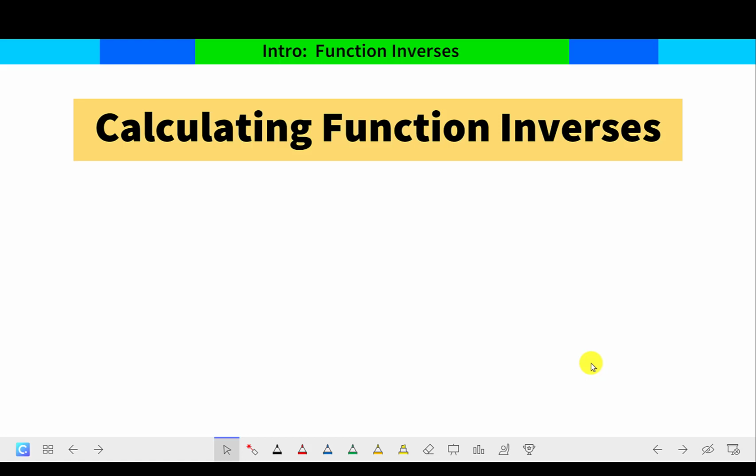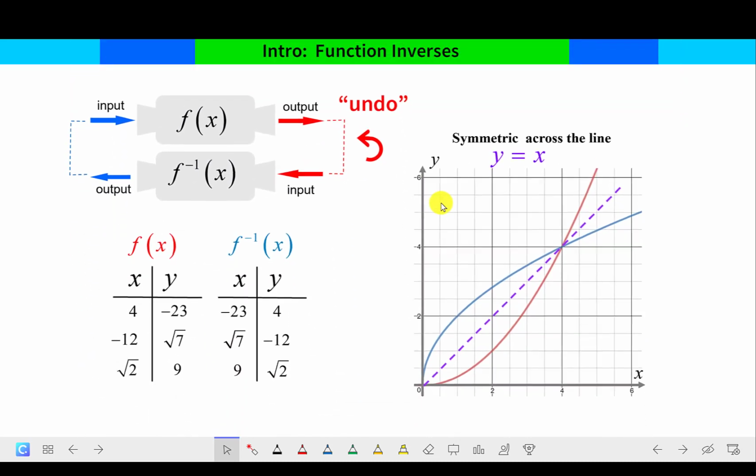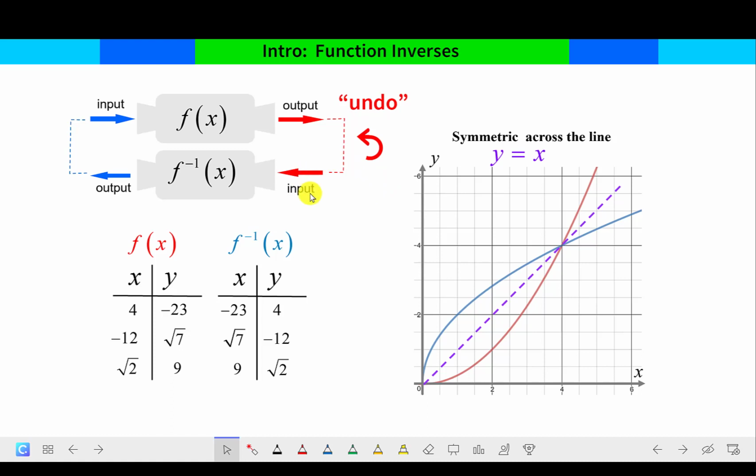Hey guys, this video is about calculating function inverses, so actually finding them given a function. If you didn't, please check out the first video. The first video was about just understanding what functions actually are, how to recognize them, whether graphically or by their meaning, so definitely check that out.